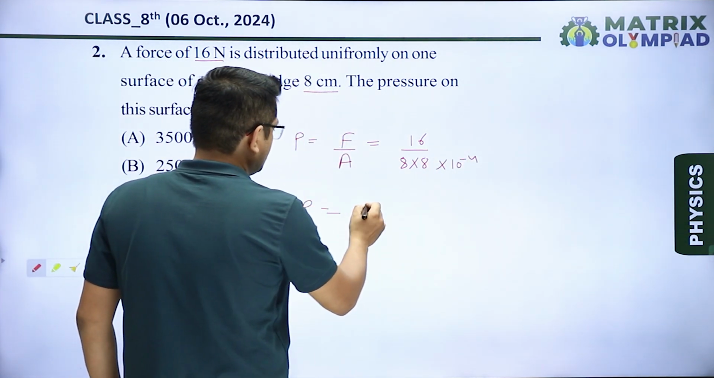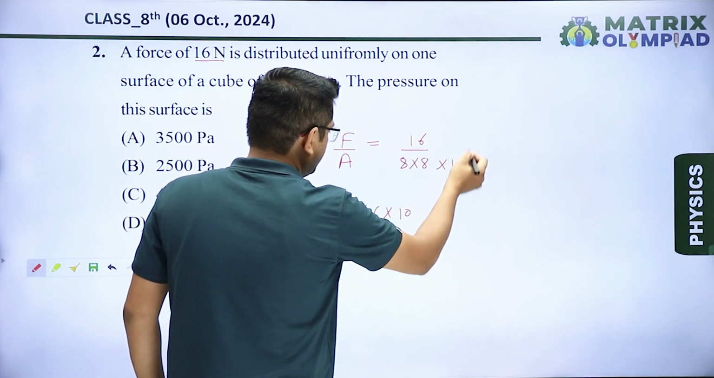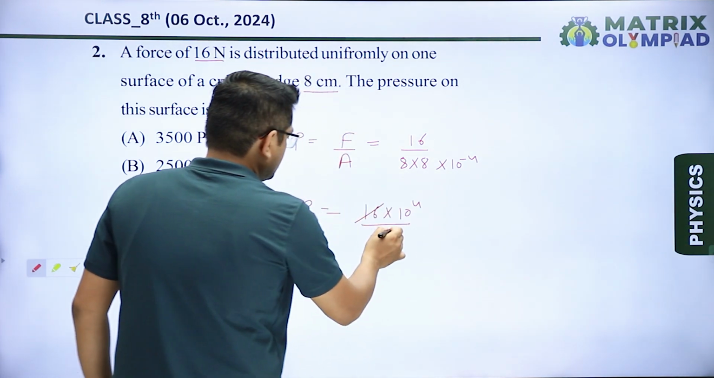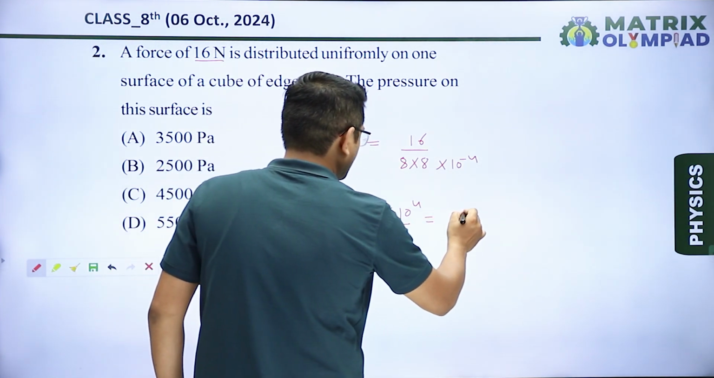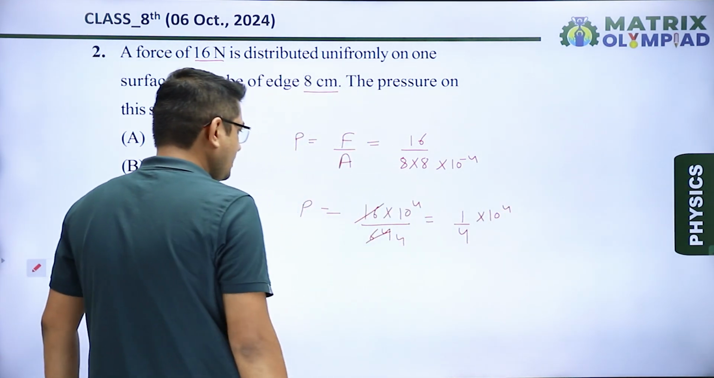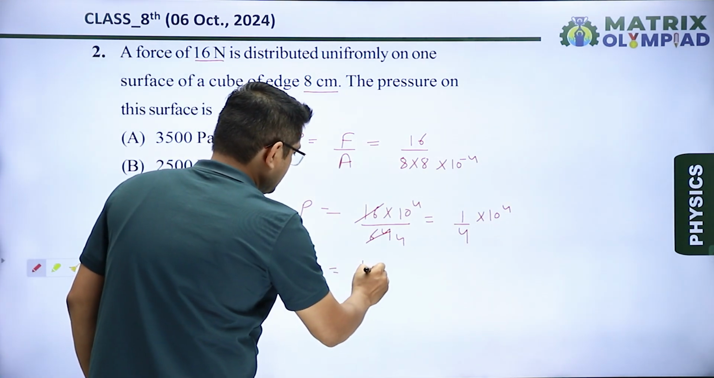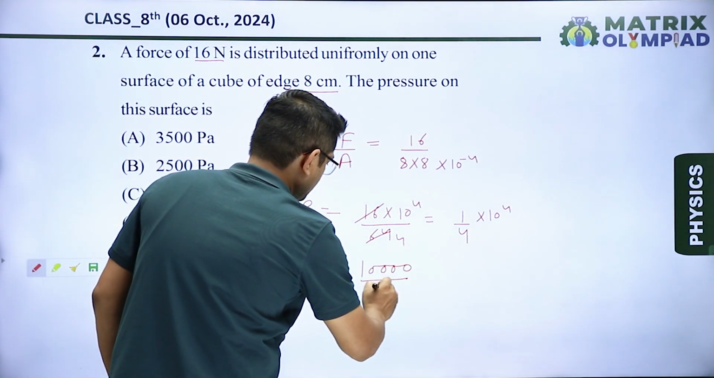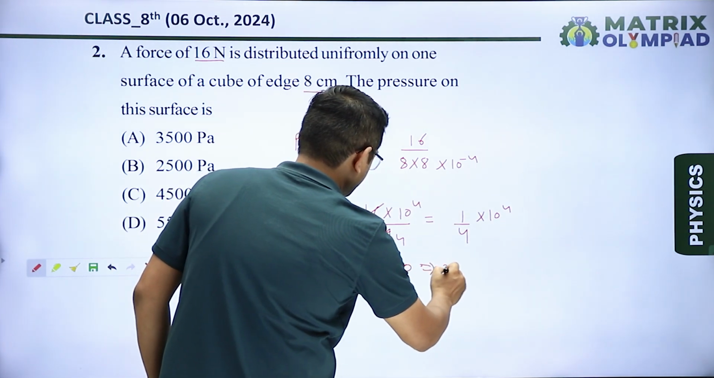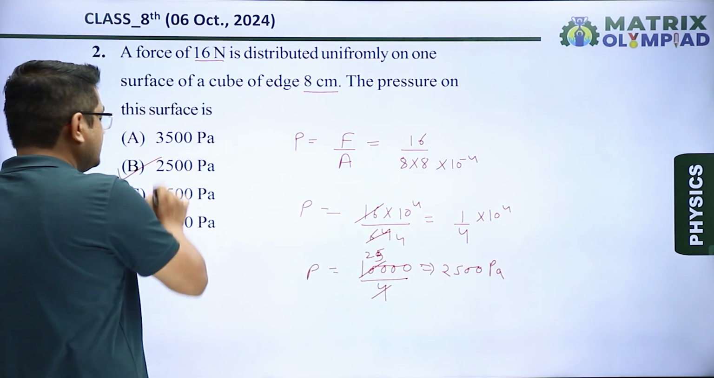So P is equal to 16 multiplied by, taking it into the numerator, it becomes from negative to positive, 10 to the power 4 divided by 64. Solving this, we get 1 upon 4 multiplied by 10 to the power 4. On solving this, it is divided by 25 times, so it becomes 2500 Pascal. So the correct answer is option B.